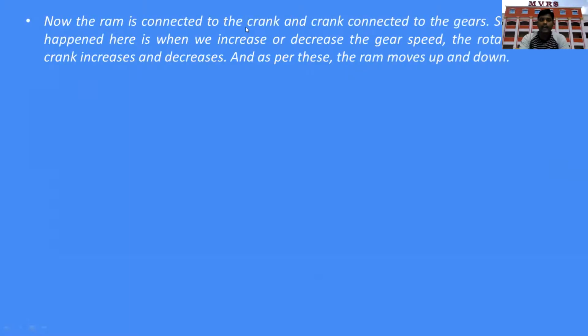See, the RAM is connected to the crank, and the crank is connected to the gears. When we increase or decrease the gear speed, the rotation of the crank increases or decreases, and as per this, the RAM moves up and down. How is the RAM moving up and down? As this RAM is connected to the crank, and the crank is connected to the gears, the RAM has a reciprocating motion.